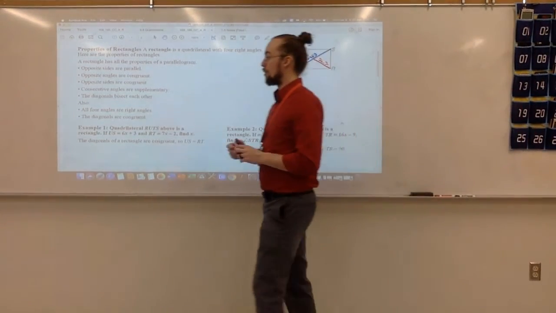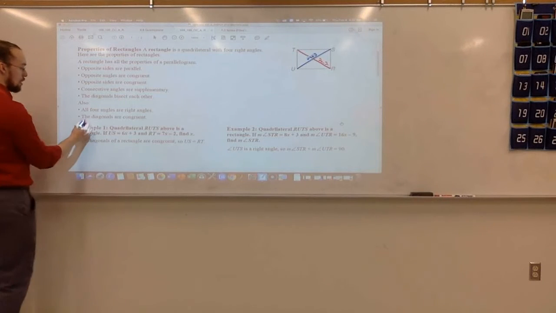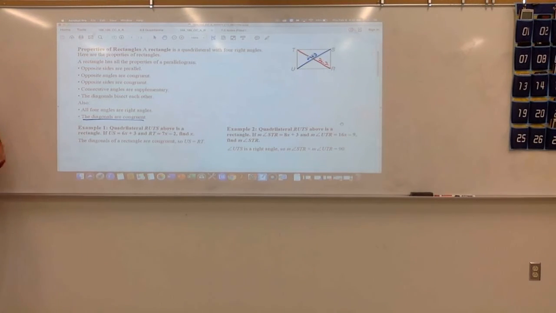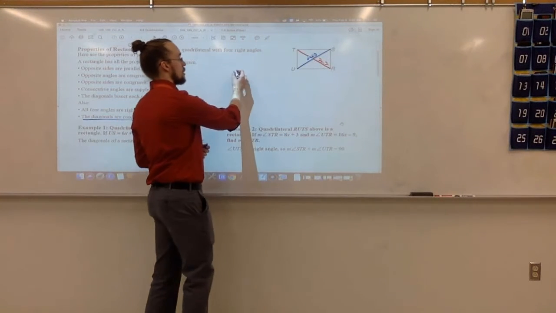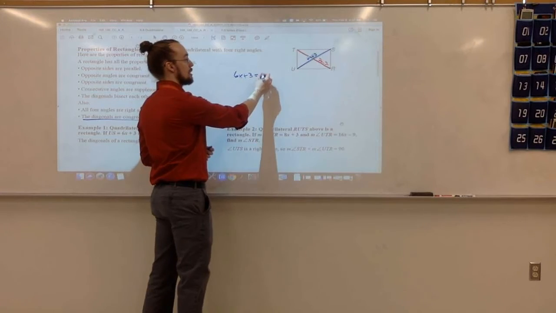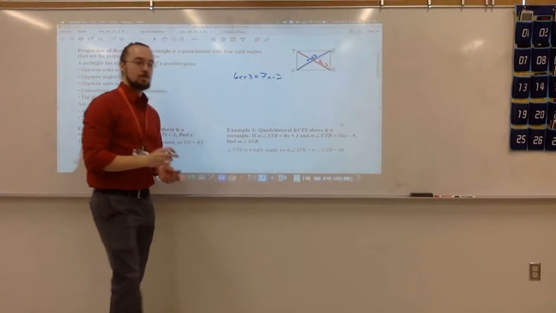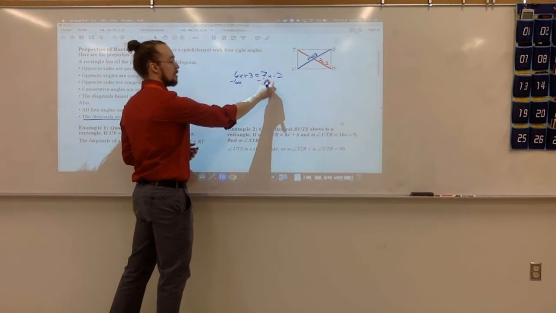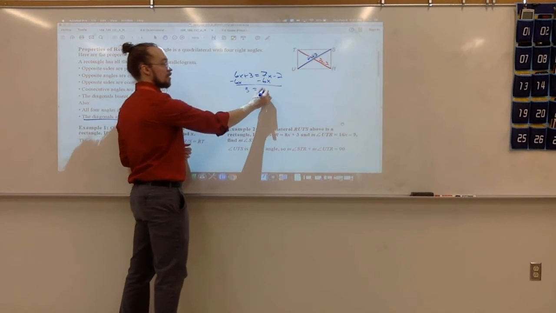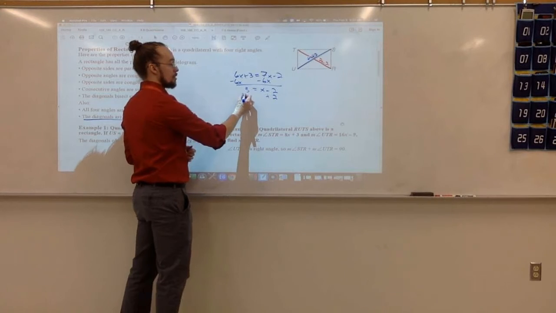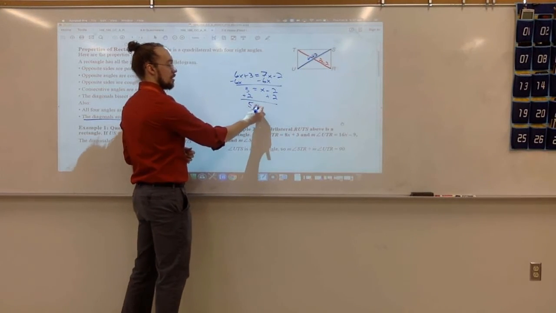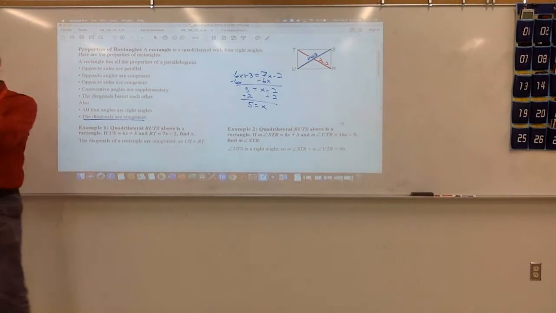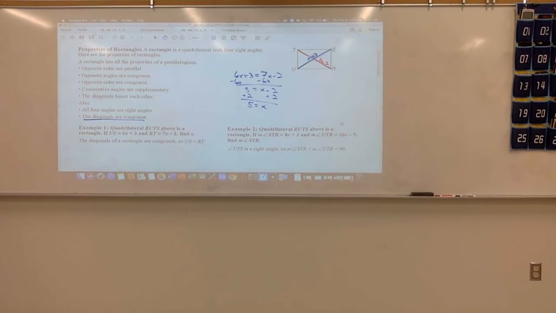Well, I know that the diagonals of a rectangle are congruent. So how would I set up and solve an equation here for x? Set the diagonals equal to each other. Right, so we'll say 6x plus 3 equals 7x minus 2. Get the x on one side, numbers onto the other side. We get that x is equal to 5.